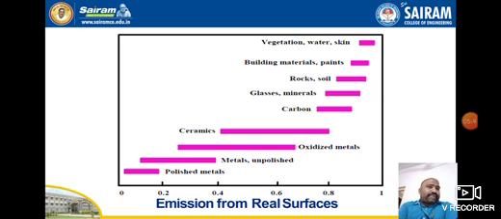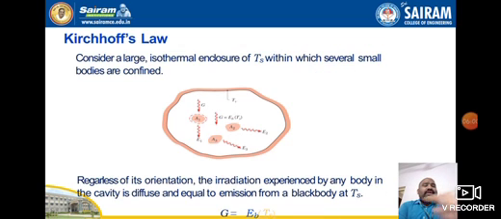Real surfaces means in practice, there are a variety of bodies: ceramics, carbon, glass, rock, soil, building material. Depending upon how we are using the material, it also receives the heat accordingly. You must understand that the black body is an ideal body, having the maximum absorptivity. Okay, so let us discuss what Kirchhoff's law is. Again, consider a large isothermal enclosure at a surface temperature within which several small bodies are confined.